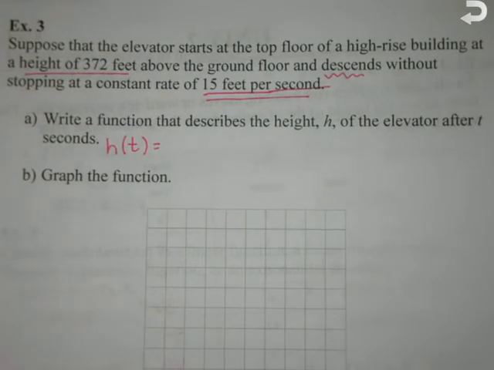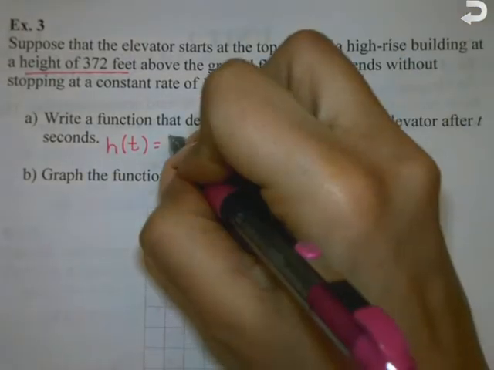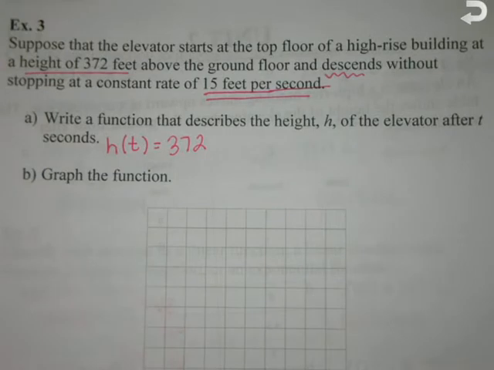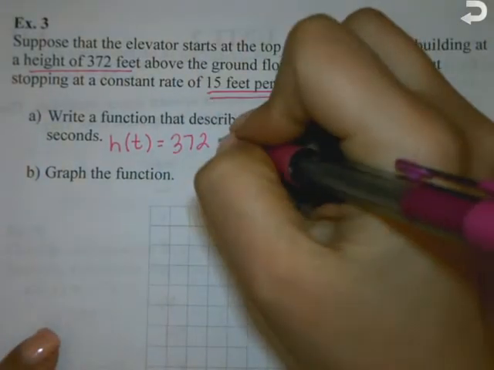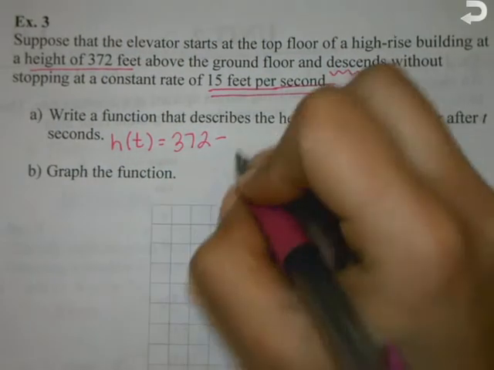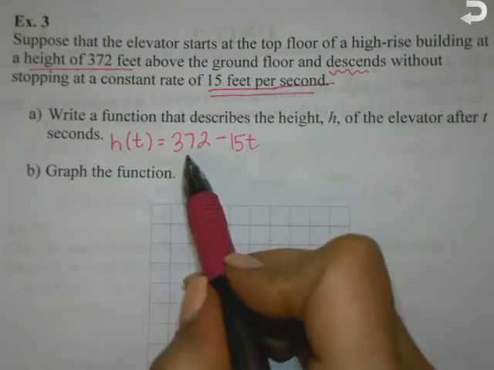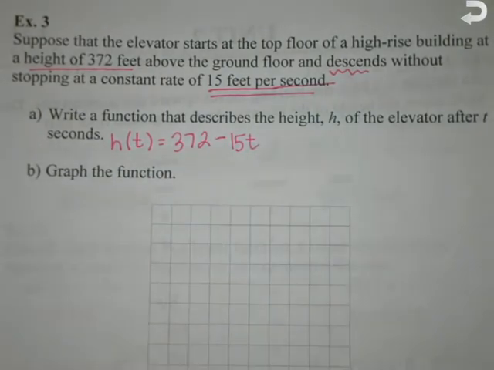Remember, to write a function, we first want to start where we are starting. Are we starting at a height, or are we starting at 0? We're starting at a height. What's the height that we're starting at? 372. No matter what, we have to start at 372, but our elevator is descending. So is that going to be a positive rate of change or a negative rate of change? Negative, so it's going to be minus, and what's our rate of change? 15t. So our function is 372, our starting height, minus 15t, because every second it decreases by 15.